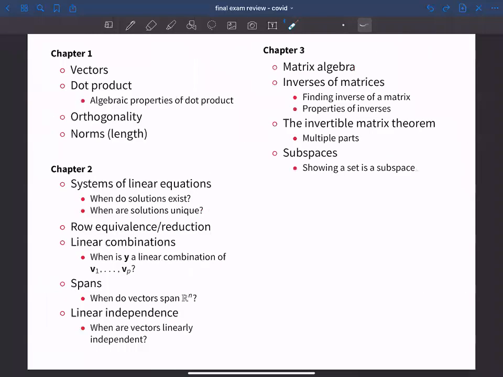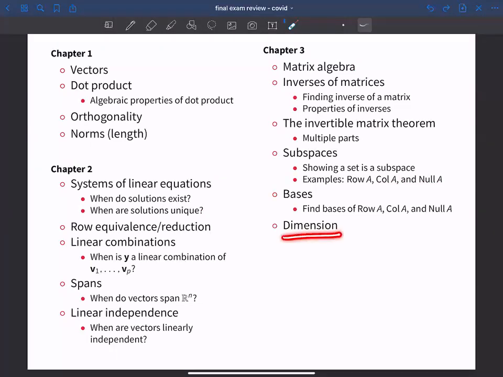Then we learned about subspaces, and some specific examples: the row space, the column space, and the null space. Those subspaces come up again and again, so it's good to understand them and to know how to find a basis for them. We learned about bases in chapter 3, and saw examples of how to find bases of the row space, column space, and null space. We learned about the dimension, which is the number of vectors in a basis for your subspace.